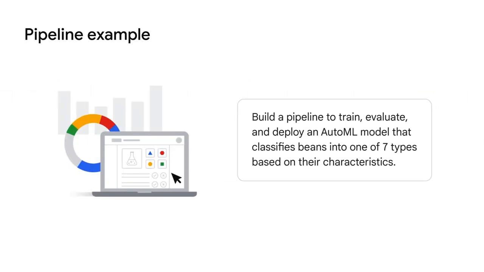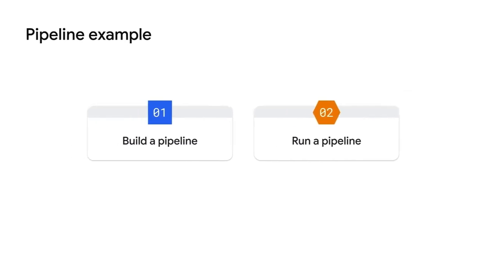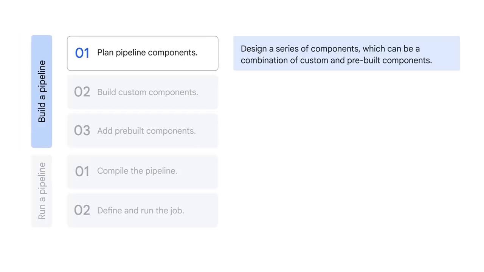Let's look at an example. Assume you want to build a pipeline to train, evaluate, and deploy an AutoML model that classifies beans into one of 7 types based on their characteristics. You have 2 main steps: build a pipeline and then run it. To build a pipeline, you first plan it as a series of components, which can be a combination of custom and pre-built. To promote reusability, each component should have a single responsibility.